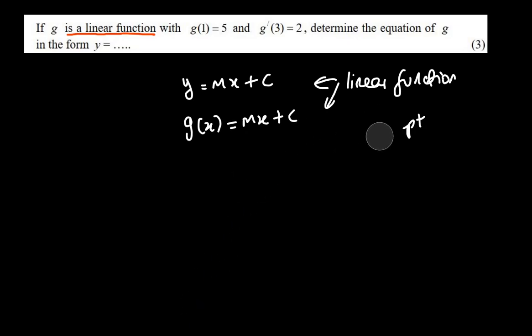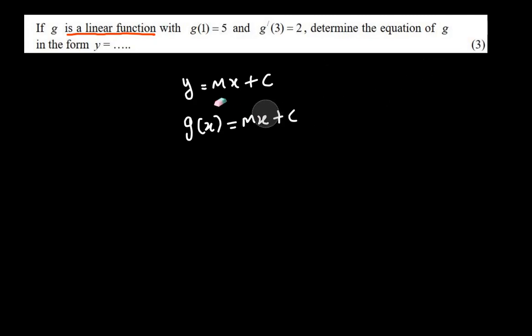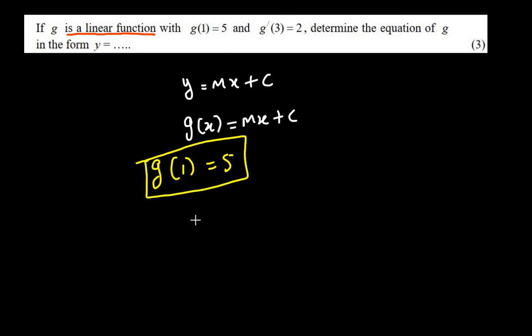So the question says, since we have that linear function, we are told that g of 1 is equal to 5. What does this mean? Take a minute to think about it. x is 1, and y is 5. This means g of 1 is the value of y when x is 1.